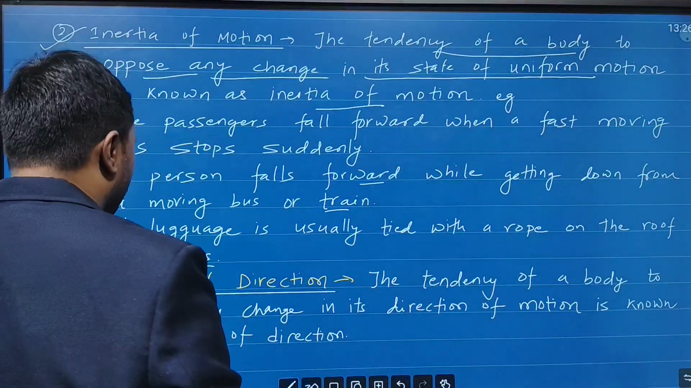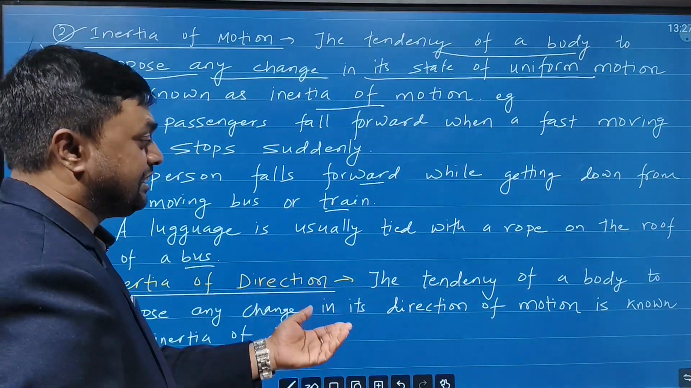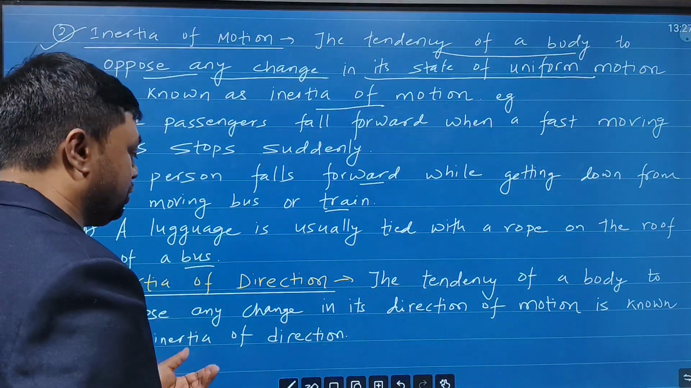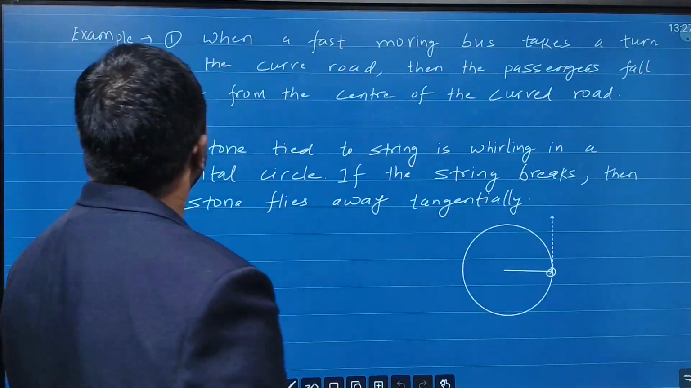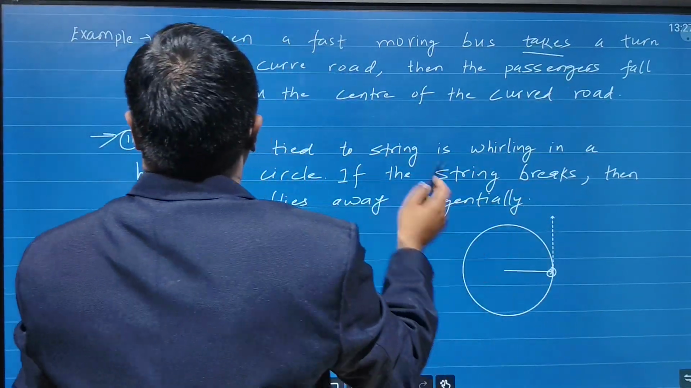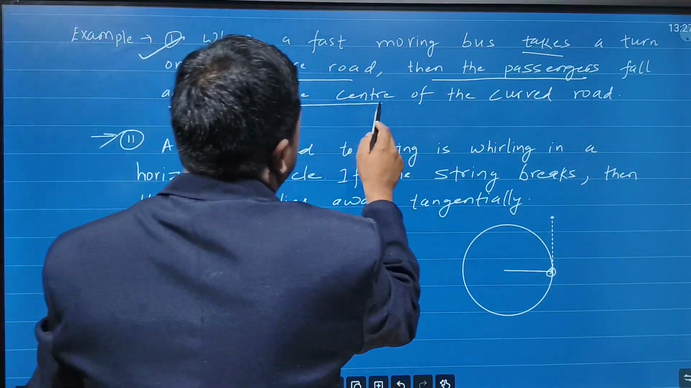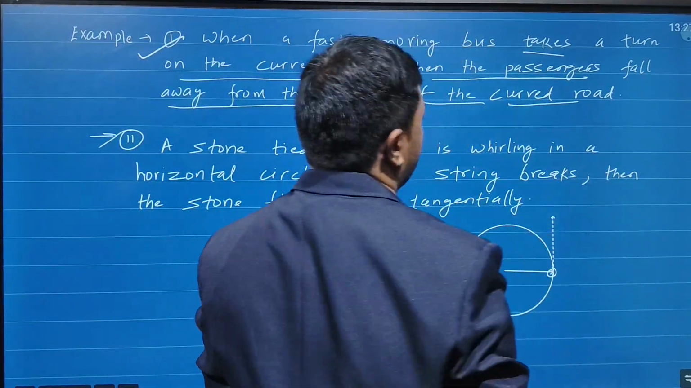Next, we have inertia of direction. The tendency of a body to oppose any change in its direction of motion is known as inertia of direction. Am I clear? For example, when a fast moving bus takes a turn on a curved road, then the passengers fall away from the center of the curved road.